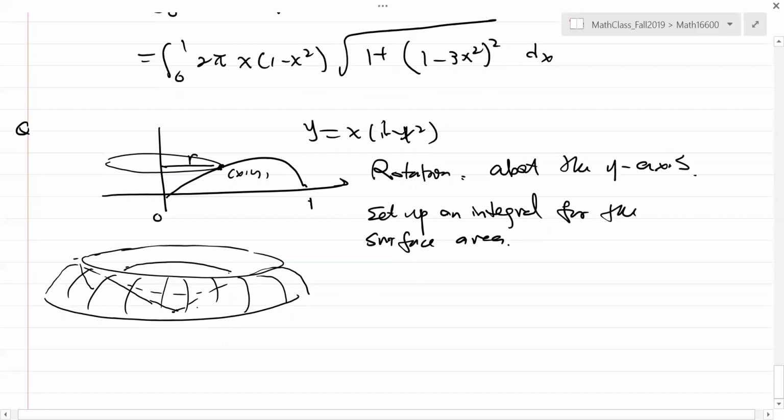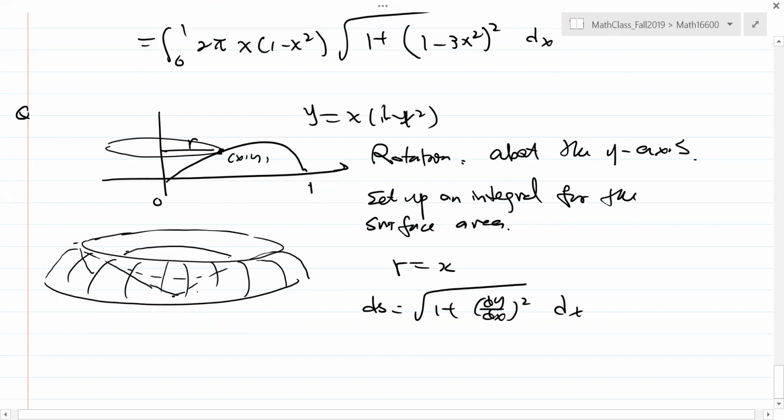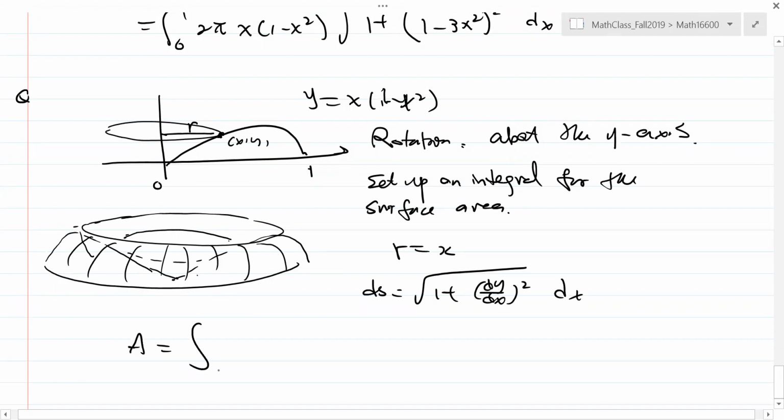Well, if we draw the picture correctly, then the rest of it is simple. r is going to be x, right? And ds should be equal to the square root of 1 plus (dy/dx) squared, dx. If you use the x variable, x is between 0 and 1. That's it. So the area is going to be the integral from 0 to 1 of 2 pi x times the square root of 1 plus the derivative of y with respect to x, which we already know is 1 minus 3x squared, squared, dx.